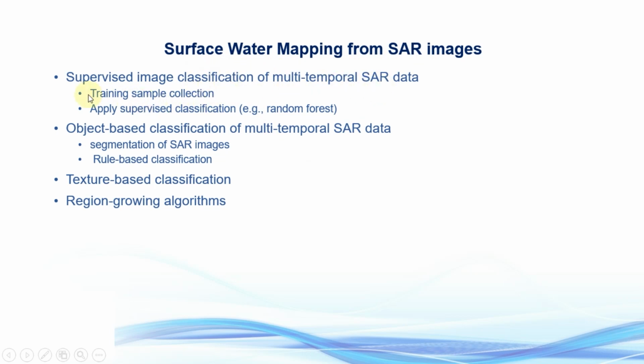Now, we will briefly look at the various classification methods used in SAR image analysis. The supervised classification method is related to collecting water and non-water samples and then applying a supervised classification algorithm, for example, a random forest. Object-based classification of multi-temporal SAR data is related to segmentation of the site rather than some rule-based classification. You can read more about object-based classification and region growing to explore further.